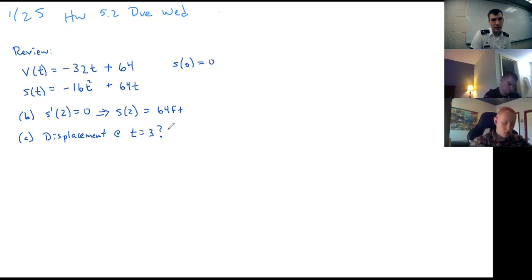So displacement when t is equal to 3, I've done all the hard work already. I found my position or displacement function. So now I just plug it in: s of 3 is equal to negative 16 times 3 squared plus 64 times 3. And then that is negative 144 and 192. This is 48.